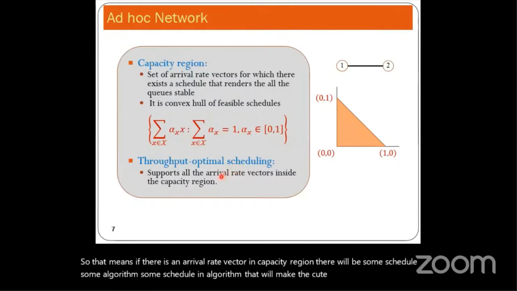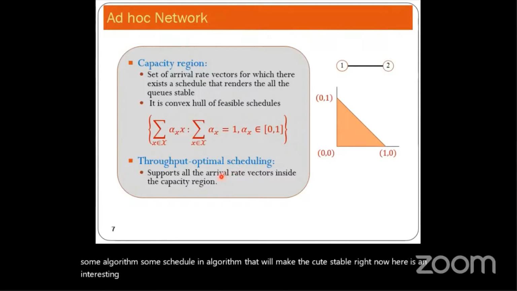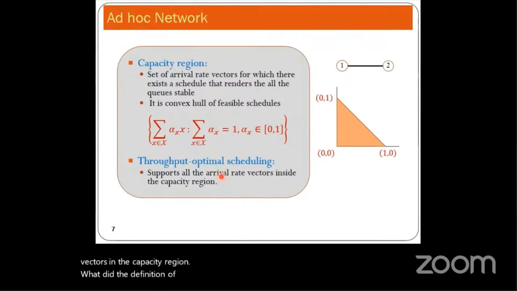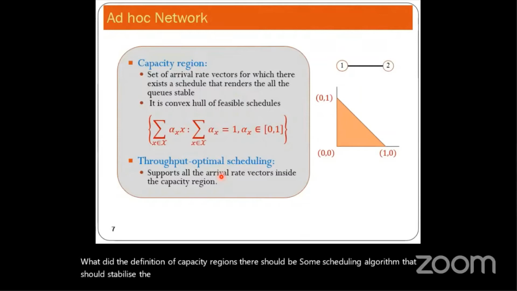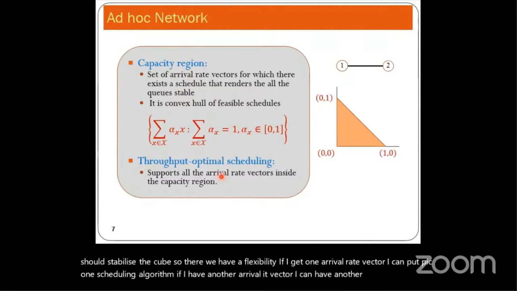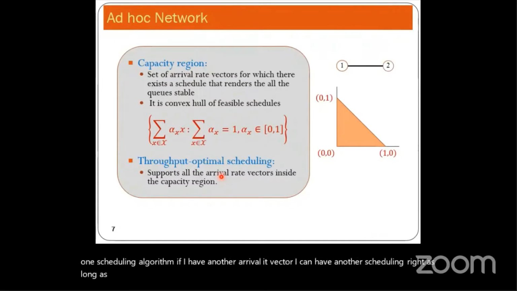Now here is an interesting question. Is there one scheduling algorithm that will work for all the arrival rate vectors in the capacity region? See, what did the definition of capacity region say? There should be some scheduling algorithm that should stabilize the queue. So there we have a flexibility. If I get one arrival rate vector, I can pick one scheduling algorithm. If I have another arrival rate vector, I can have another scheduling algorithm. As long as they stabilize the queues, we are okay.